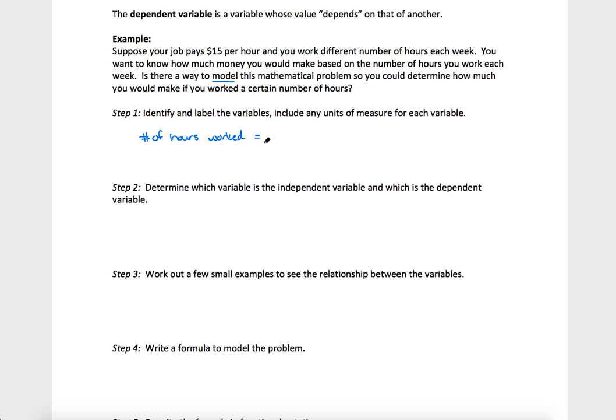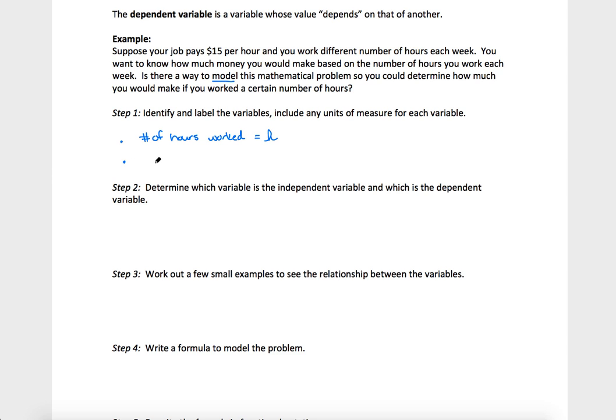Now we want to make sure that we label this variable. So let's give it a name. What do you want to call it? Maybe we want to call it H. Okay. And again, you can call it anything that you want. You can call it H, you can call it N, you can call it X, you can even call it happy face. Just as long as you define it, you can call it anything that you want. Okay, so there's our first variable.